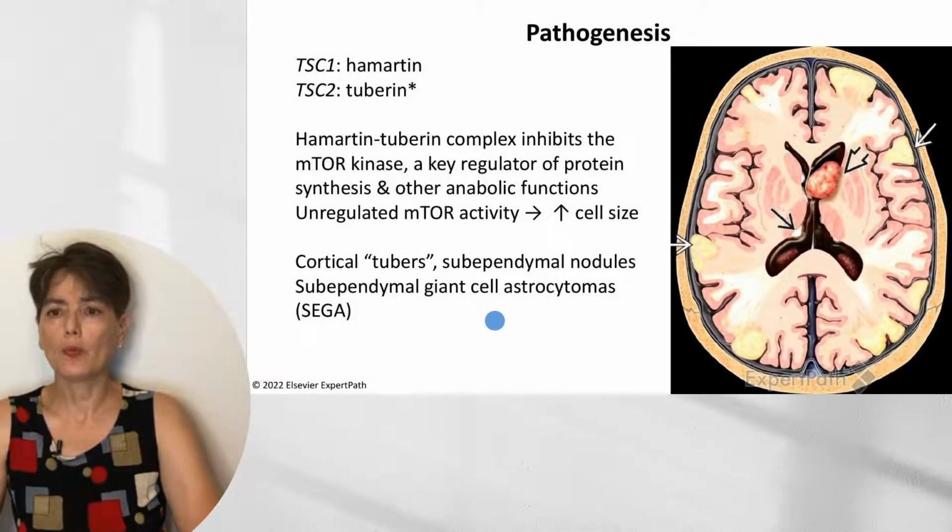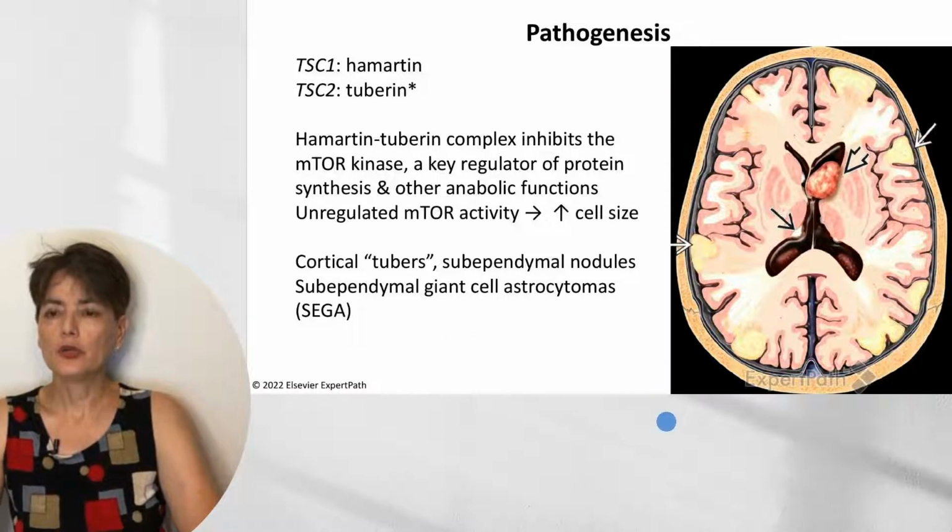So let's take a look at what we see as far as the pathogenesis goes. There are two genes that can be involved in tuberous sclerosis, TSC1, which encodes hamartin, and TSC2, which encodes tuberin. And of these two genes, tuberin is the one that is more commonly mutated in tuberous sclerosis. Now, these two proteins, hamartin and tuberin, form a complex that will inhibit mTOR kinase. And mTOR is a key regulator of protein synthesis as well as other anabolic functions. And when you get unregulated mTOR activity, you can get cells that are really quite large. And that accounts for this giant cell component of our subependymal giant cell astrocytoma.